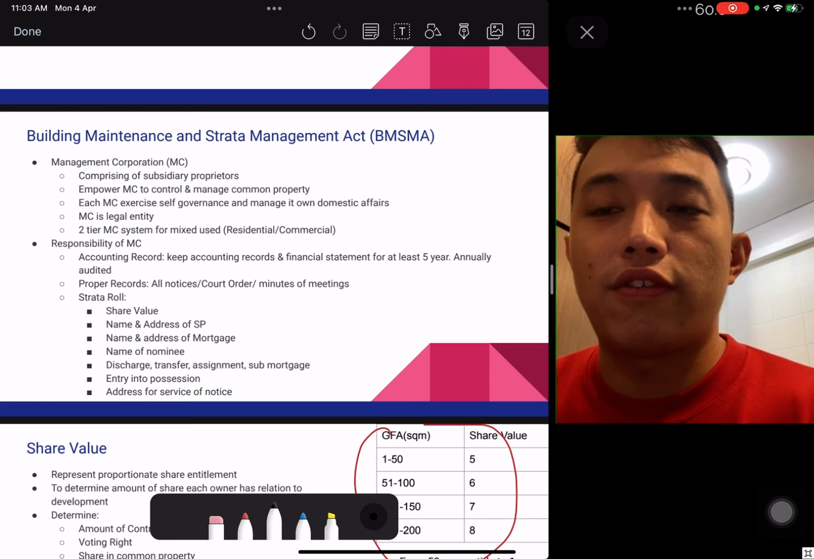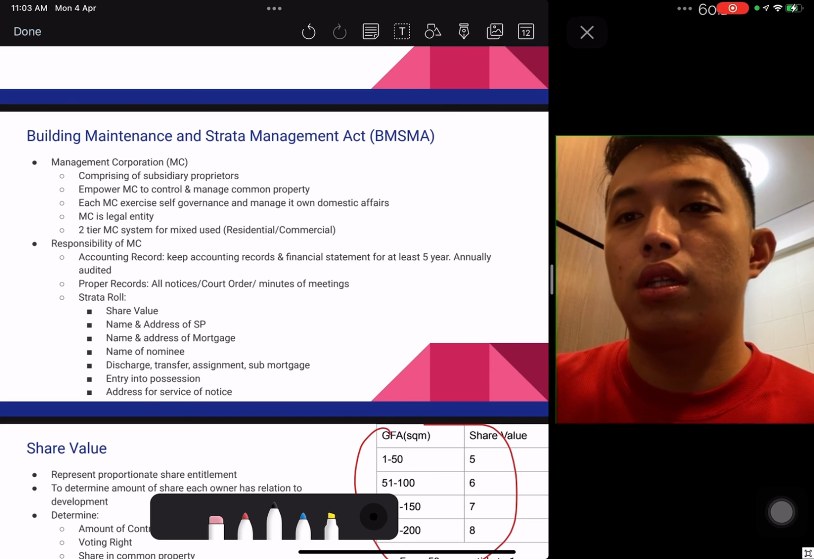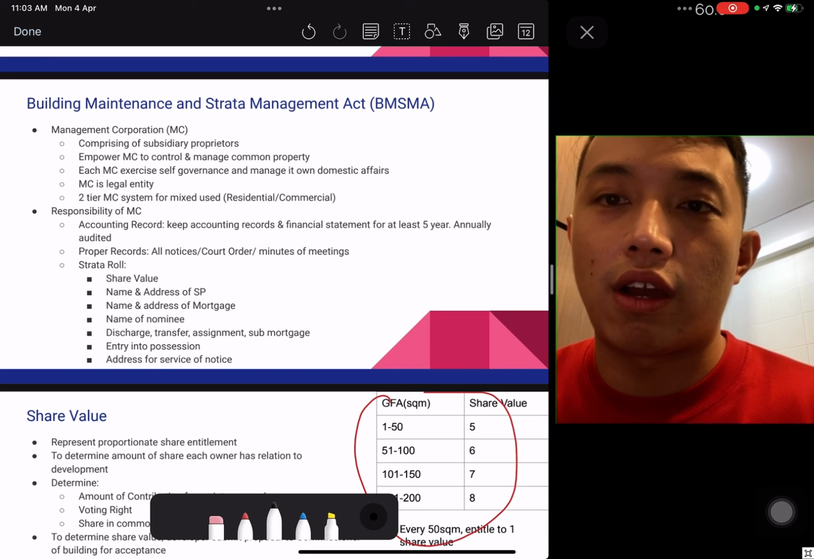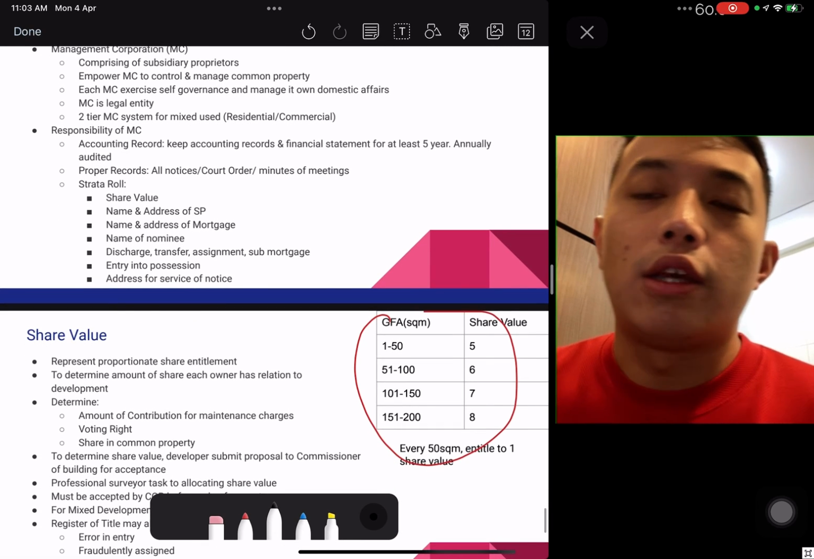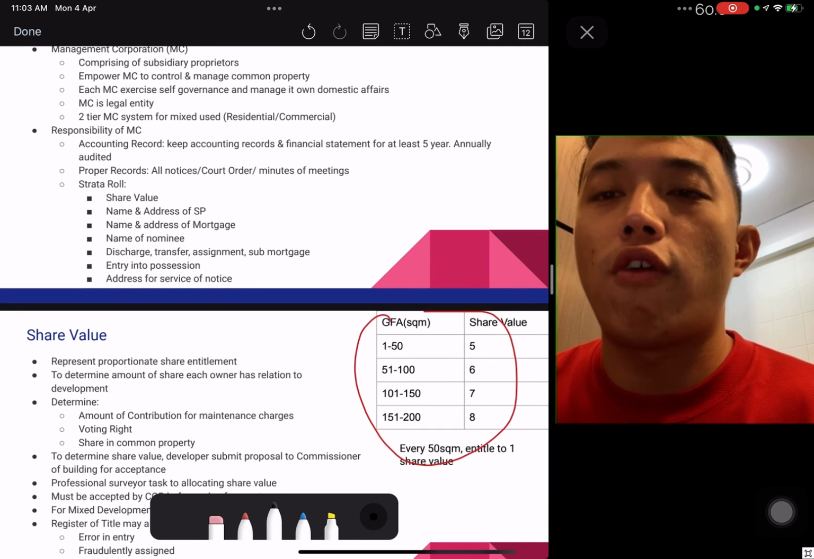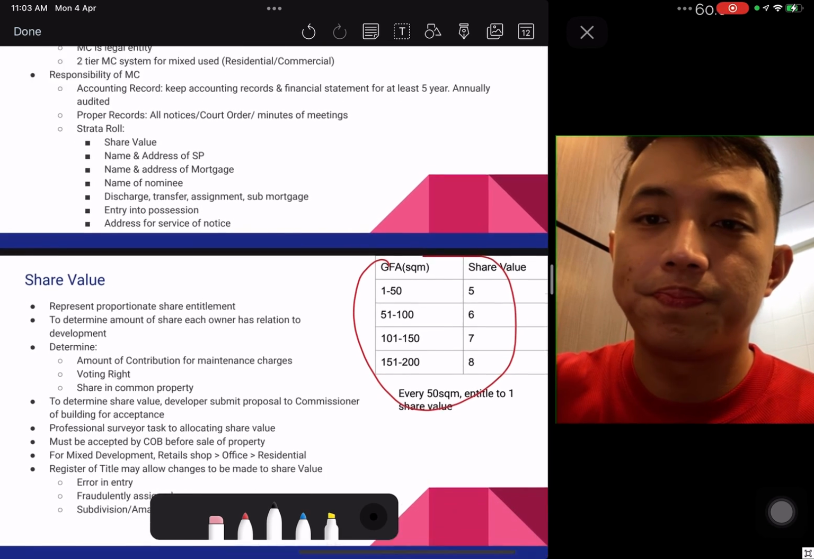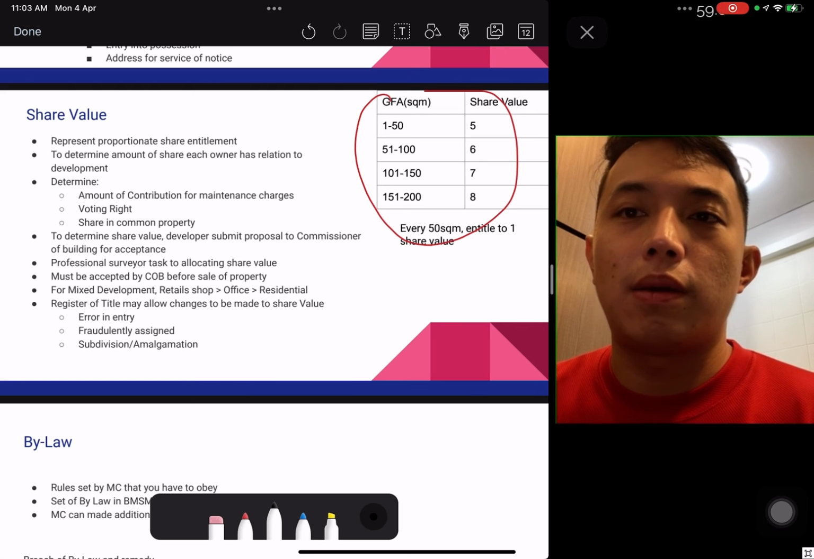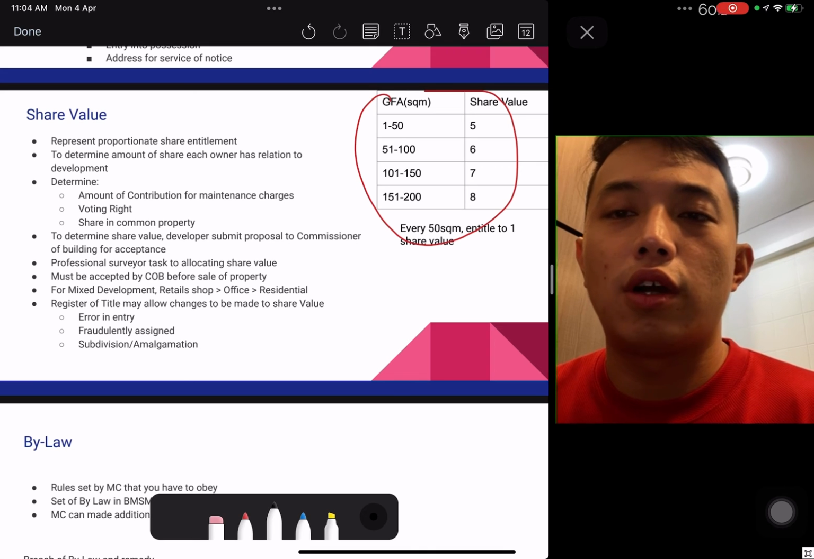If it's mixed use, there will be two MCs managing the property. The MC must keep account records and proper records of all meetings and court orders. They must also have a strata roll of all individual owners of the units or subsidiary proprietors. Share value is the share entitlement, which also shows how much share value each owner has.